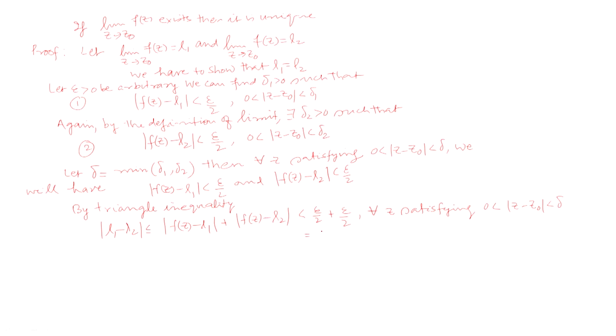Okay. So, what we have is mod of L1 minus L2 is less than or equal to epsilon, okay, in this neighborhood. Now, since epsilon greater than 0 is arbitrary, we can take it as small as we please. Okay. So, we have L1 equal to L2. So, this is how we show that if the limit of f z as z tends to z naught exists, then it is unique.